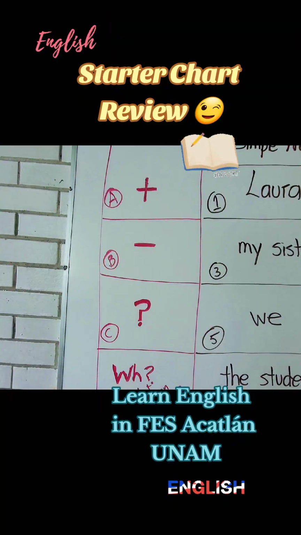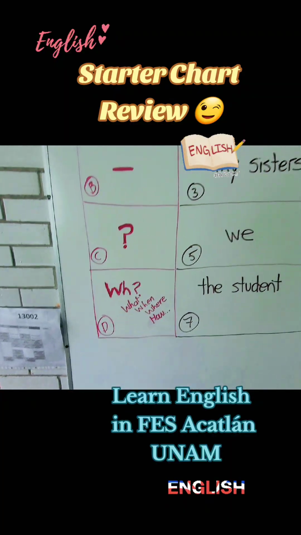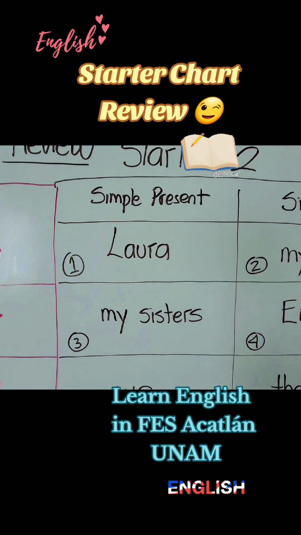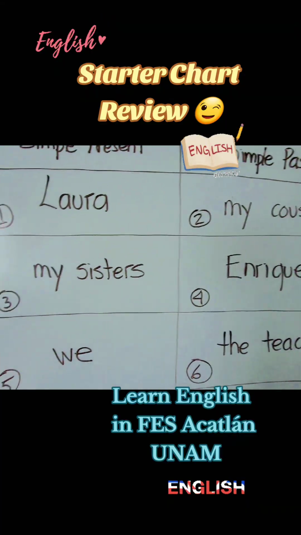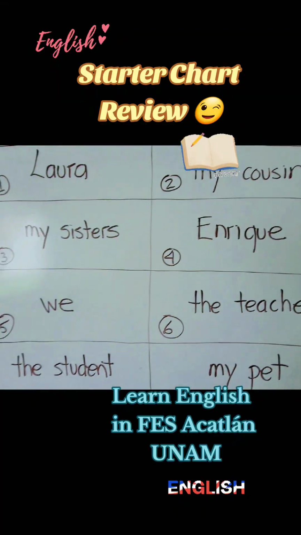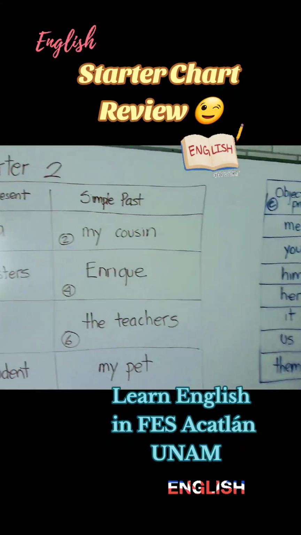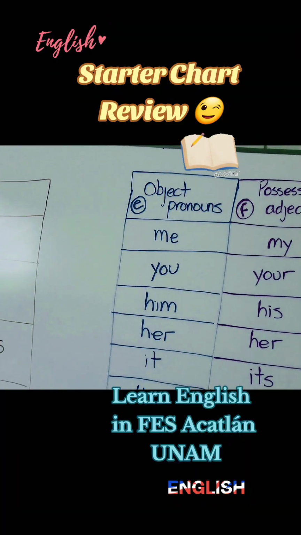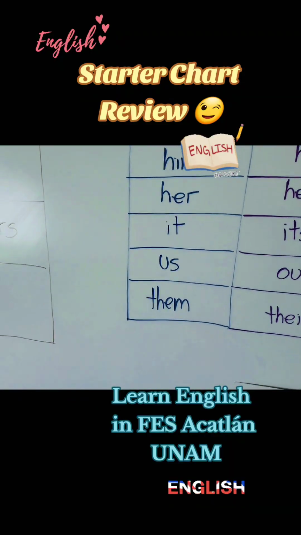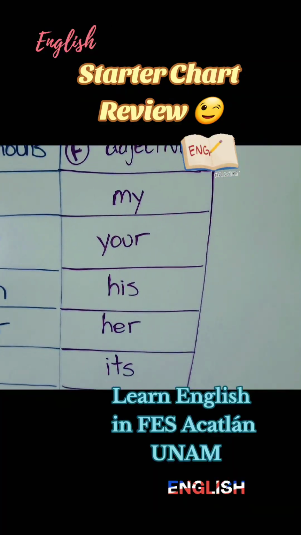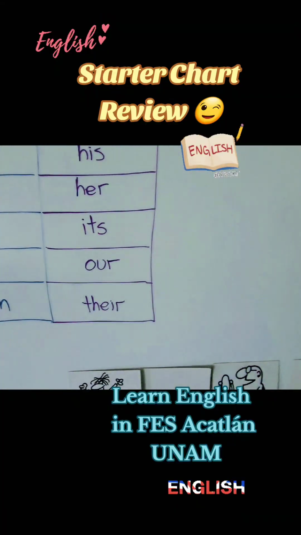So the first column is affirmative, negative, question with auxiliary, and WH question. Then the next column is simple present, 1, 2, simple past, 3, 4, different subjects that you have to use. And then we made a column for object pronouns, that is letter E: me, you, him, her, it, us, them. Possessive adjectives, F: my, your, his, her, its, our, their.